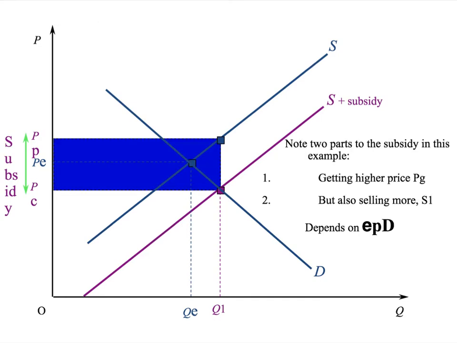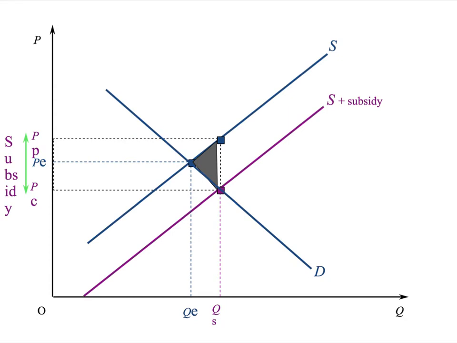Therefore, to determine the value of the subsidy, just calculate the area of the box. PP minus PC times Q1. For this market, the black triangle represents deadweight loss. This deadweight loss represents the taxpayers who financed the subsidy, yet do not receive any benefit from the subsidy.